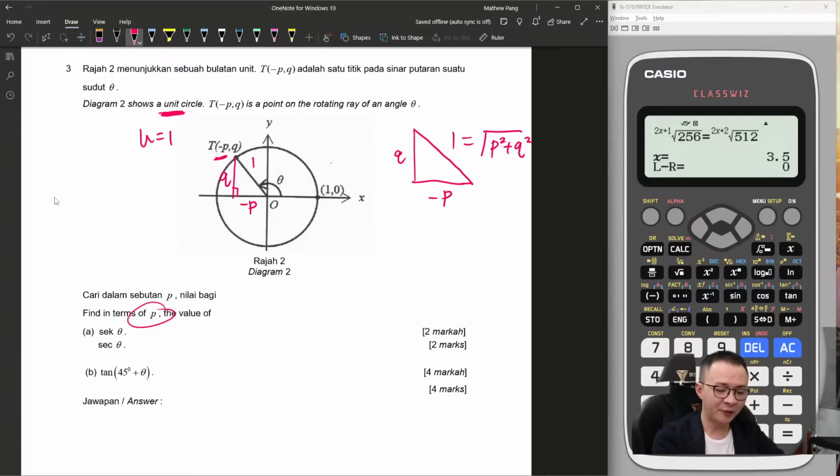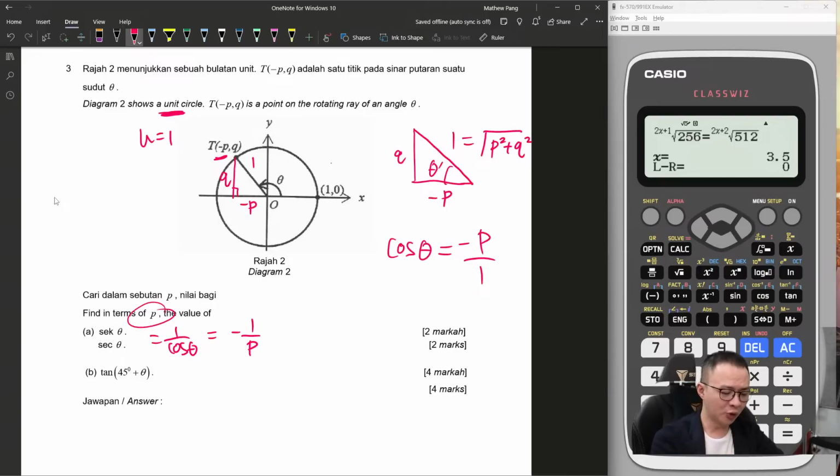Okay, if I want the theta, I will just borrow this theta here, because this is the second quadrant, isn't it? So what is cos theta? Because secant is 1 over cos, isn't it? So cos theta is adjacent over hypotenuse, it's negative p. So the first one is just negative 1 over p, done, because cos theta is negative p.